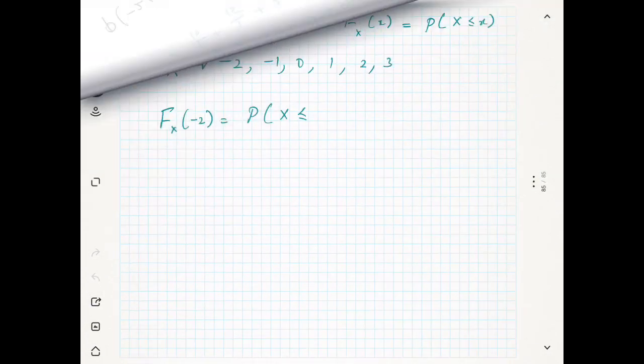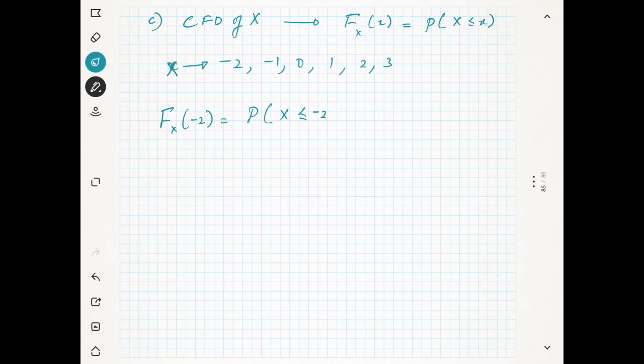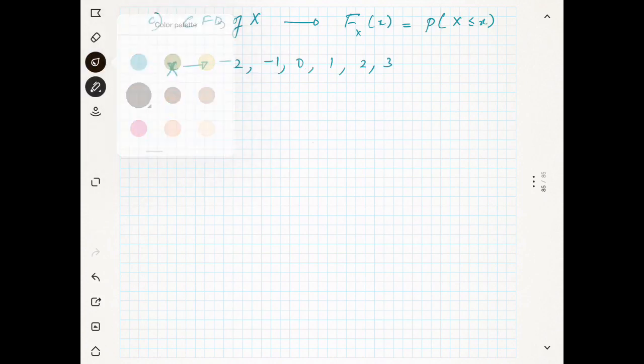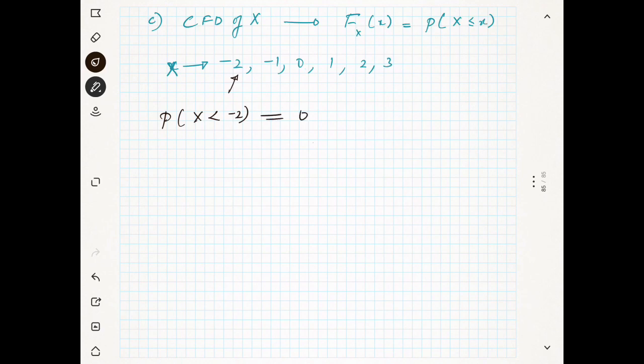Now the probability that X is less than or equal to -2. First, before this, I can explain one more thing. What is the probability that X is less than -2? There is nothing less than -2, because the random variable described here starts from -2. So this is equal to 0. Before -2 it is 0 actually. So I can start from here now.